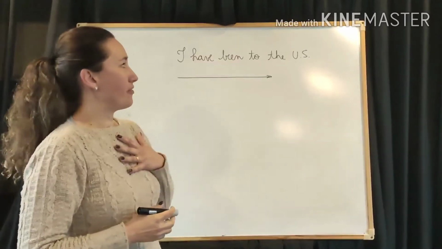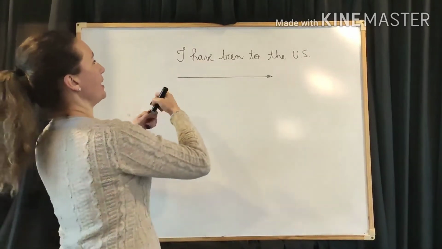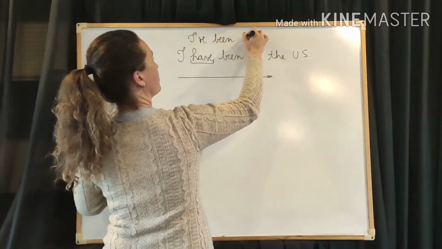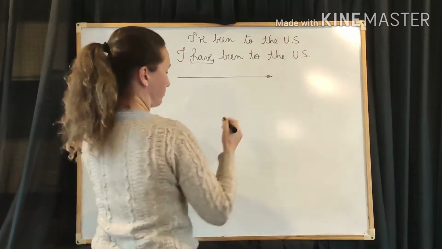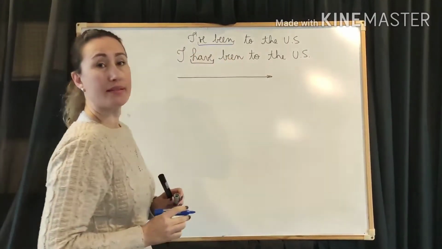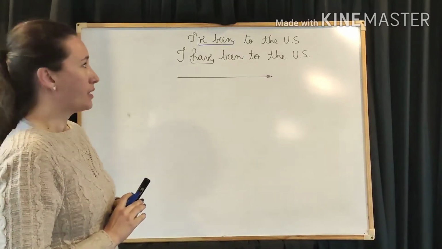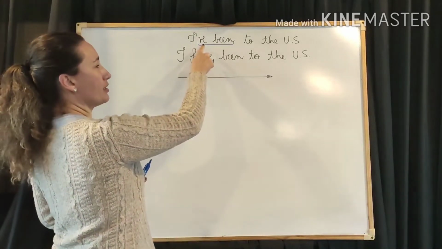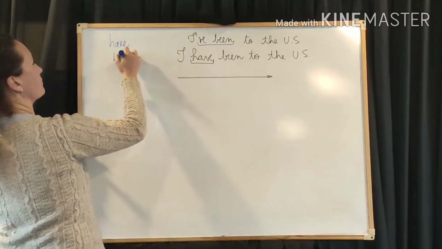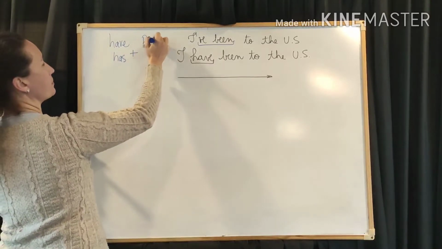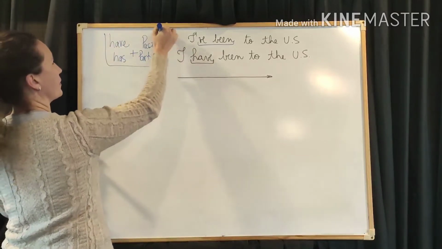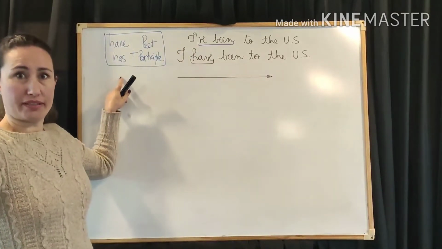When I say this, I have been to the US, normally we don't say this full form. I say, I've been to the US. Okay? So, this structure here is present perfect. Present perfect is the combination of have or has plus the past participle. Okay? This is present perfect.